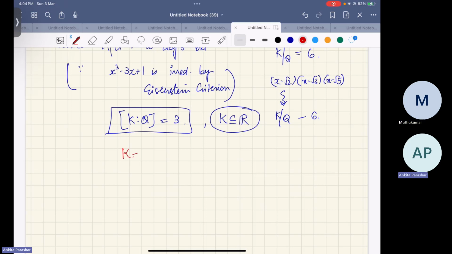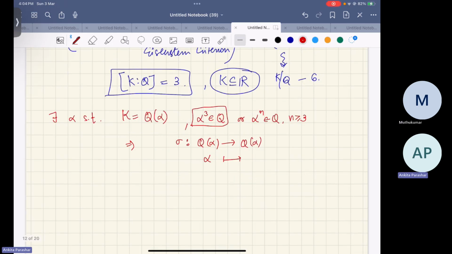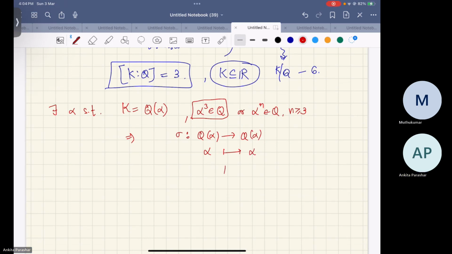So suppose it is a simple radical extension. That means there exists some alpha such that alpha to the power n is in Q, for n greater than or equal to 3. Although we know that this is true because of the degree. Now if that is the case, then our sigma, from Q(alpha) to Q(alpha), should map roots to roots. Now roots are nothing but either alpha or alpha times some xi. Now if your n is 4, then you know that xi is plus or minus 1, plus or minus i. That means you can map alpha to minus alpha also because n equals 4.